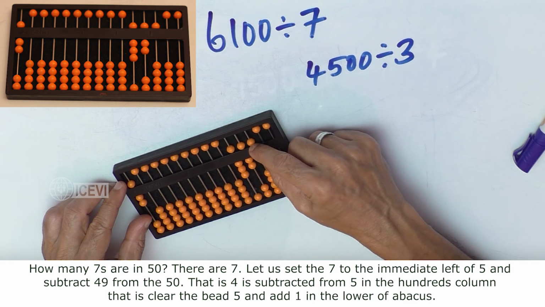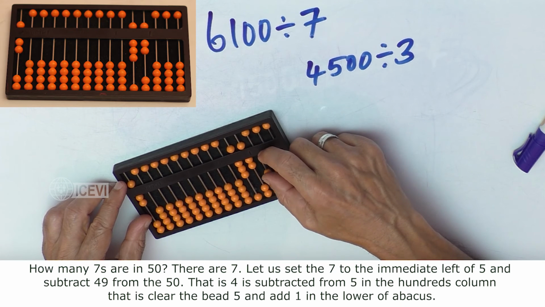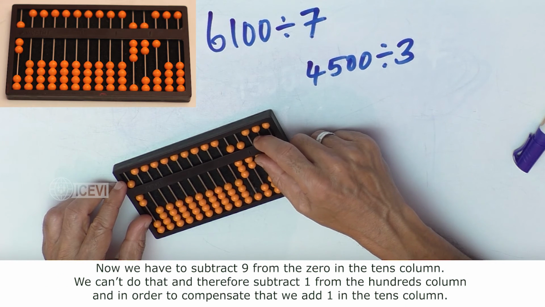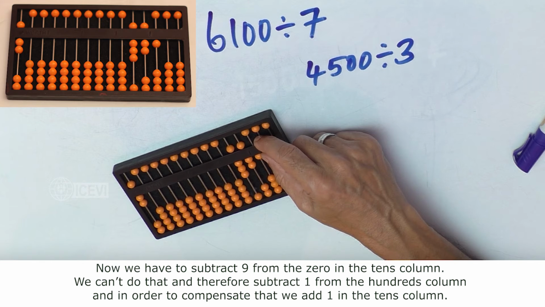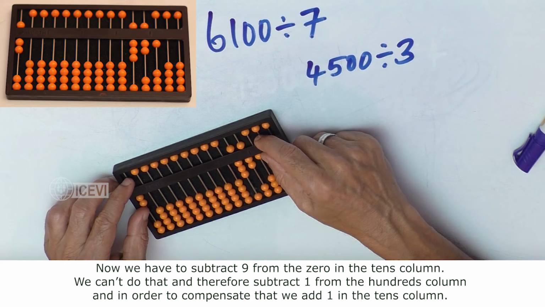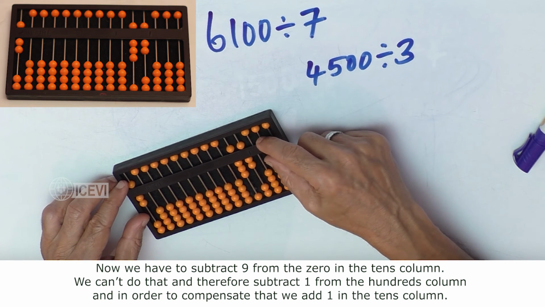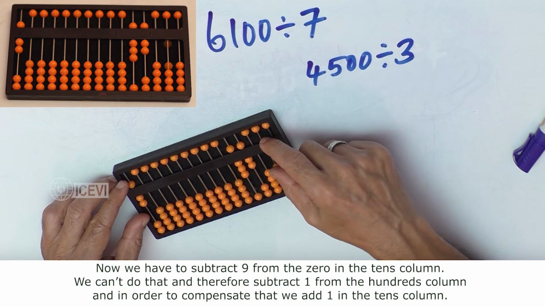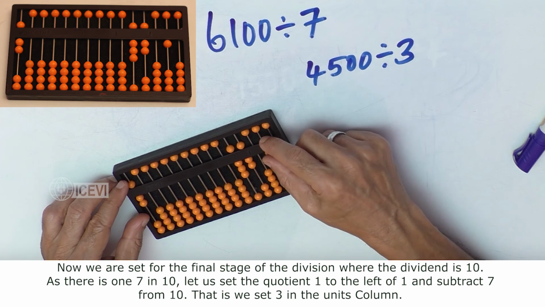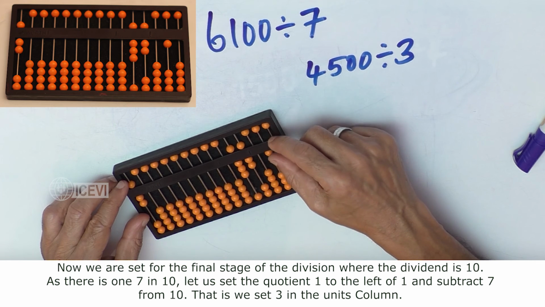and subtract 49 from 50. That is, 4 is subtracted from 5 in the hundreds column. That is, clear the bead 5 and add 1 in the lower abacus. Now we have to subtract 9 from the 0 in the tens column. We cannot do that and therefore subtract 1 from the hundreds column, and in order to compensate that, add 1 in the tens column. Now we are set for the final stage of the division, where the dividend is 10.